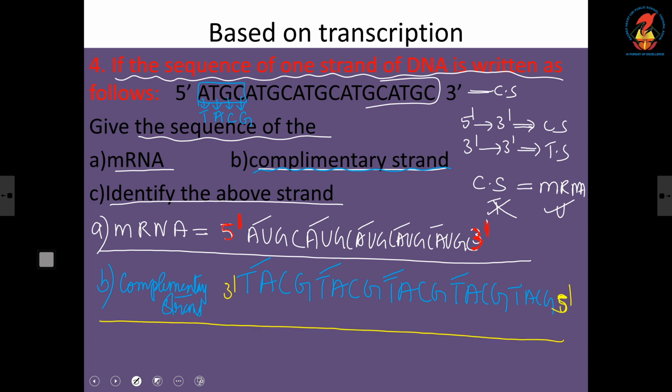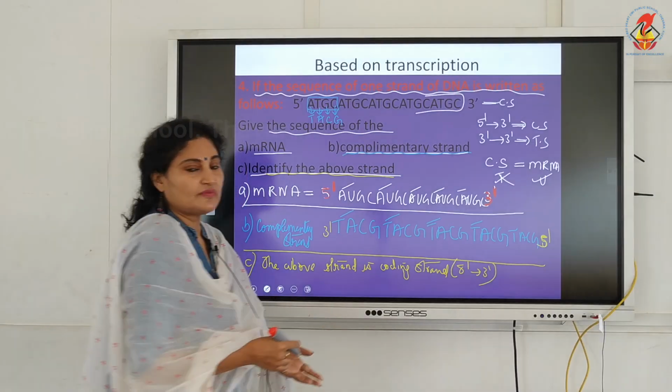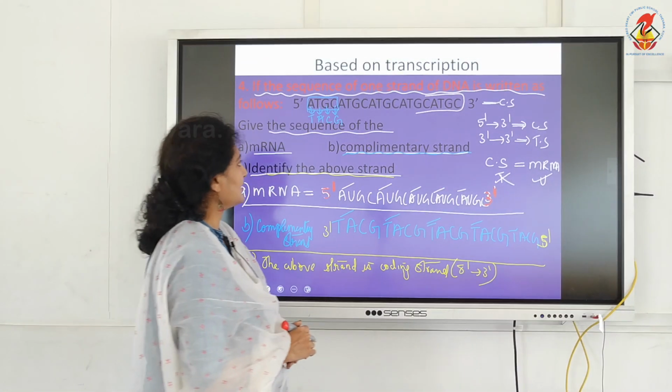Last question. That is very easy. The first tip I told you when you work these problems: identify the above strand. So the above strand is the coding strand, because it is running in the 3 prime 5 prime direction. Sorry, it's running in the 5 prime 3 prime direction. That's why it's a coding strand. But if it was the other way around, it is called the template strand.